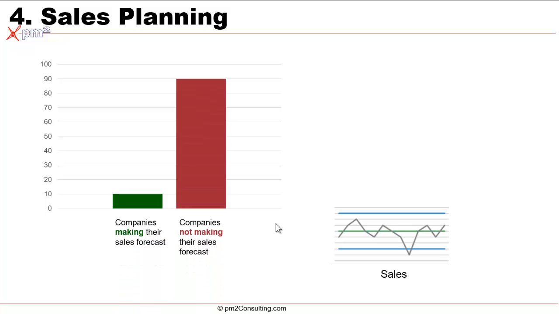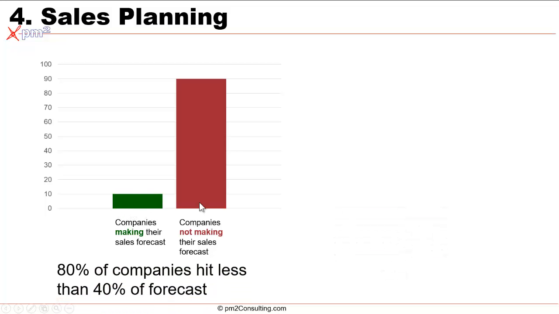Well, it turns out that only about 10% of companies actually make their sales forecast. 90% of companies don't make their forecast. And of those that don't make it, 80% hit less than 40% of their forecast. Now, here's the issue. If I've got a forecast that's missing it by that amount, everything that's downstream is also missing it by that amount. I have the wrong people, the wrong plant and equipment, the wrong support, wrong engineering, everything falls apart.